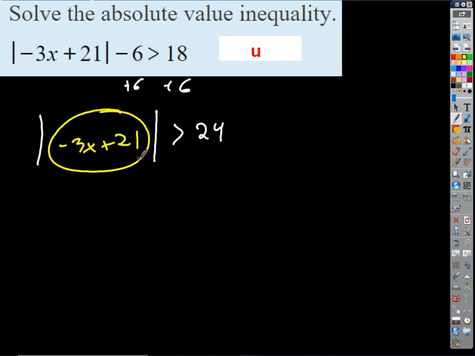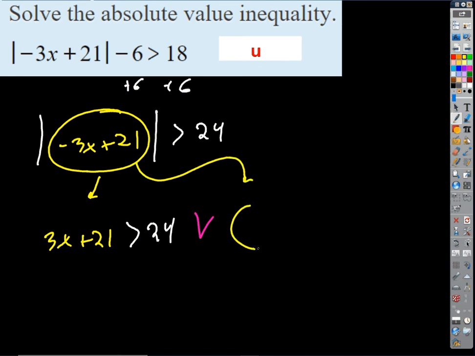Negative 3x plus 21 has to be what? Greater than positive 24. Good. Or less than, or greater than negative... It has to be greater than positive 24, or it has to be less than negative 24, right? And I just solve those individually to get my solutions.